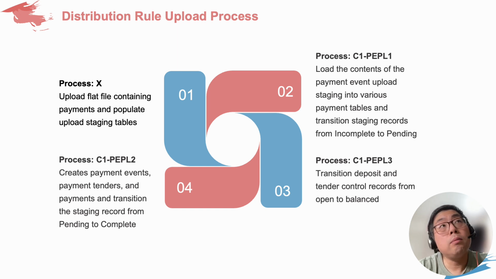I think in most of the cases the base batch is sufficient, except the process X. But if you have additional information, probably you want to customize them. But these are the 2 different ways of loading, depending on if you have automatic distribution rule on the payment event.